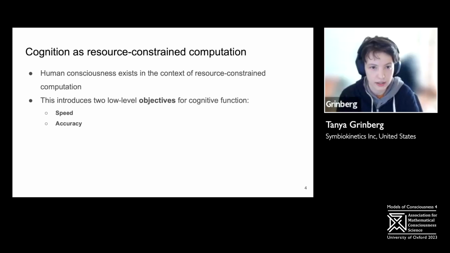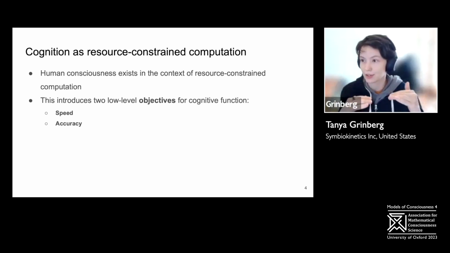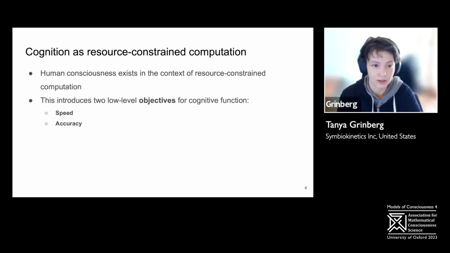So cognition is a resource-constrained computation. I guess it's pretty uncontroversial. We're not gods. We have only a limited amount of computational power available to us. The same applies to any computational system in the universe, any conscious agent, any intelligent agent. What this means is that a mind has to continuously make decisions under uncertainty in a hostile environment where inaction is deadly. So this introduces two low-level objectives for cognitive function, and by low level I mean fundamental, not unimportant, which are speed and accuracy.